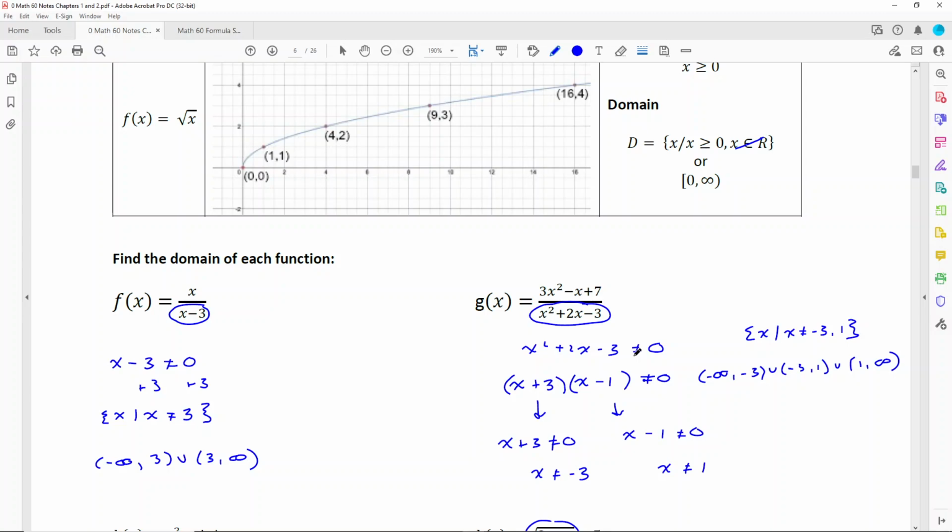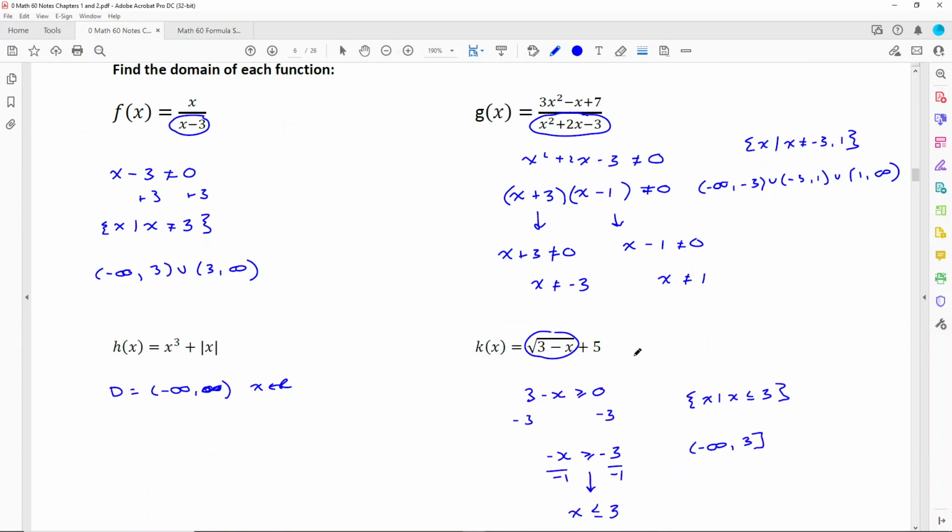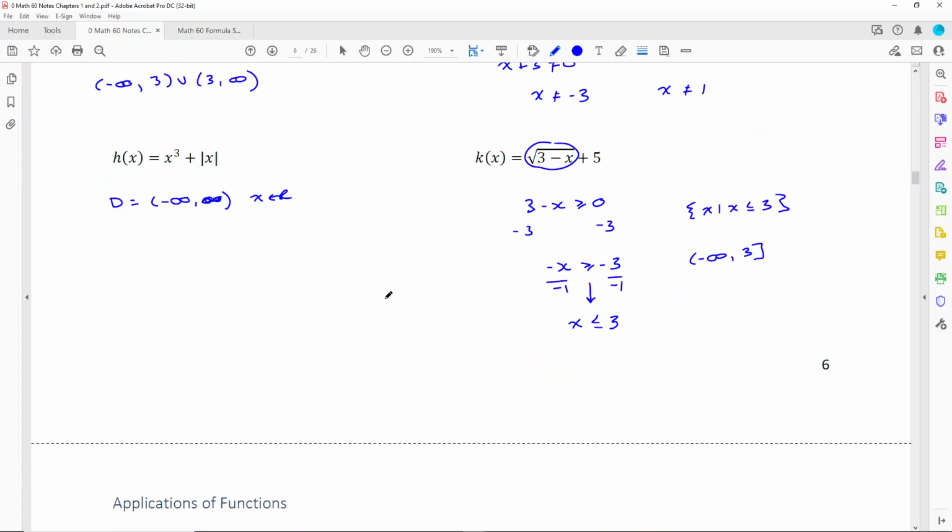And the only thing that will restrict a domain is if there's an x in a denominator. Denominators cannot equal 0. And if there's an x under a radical sign, you cannot take the square root of a negative number. So whatever's underneath the radical sign has to be greater than or equal to 0.